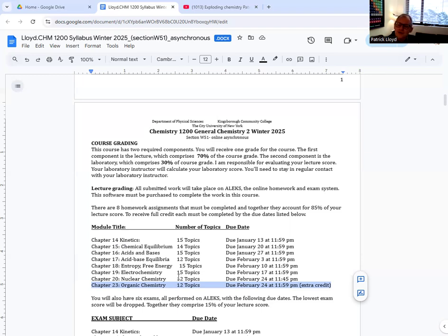And at the end, you will not have time to do the extra credit organic chemistry, which is equally weighted with the other assignments. Again, it is extra credit, so you don't have to do that last one, but it could give you some extra points.